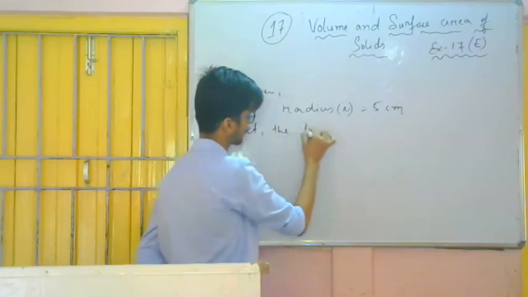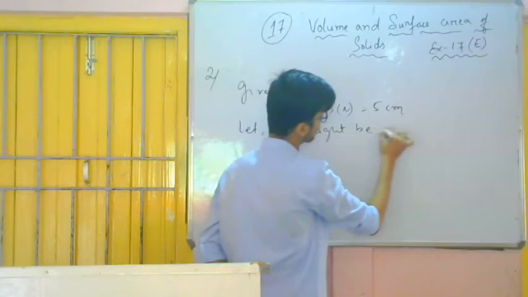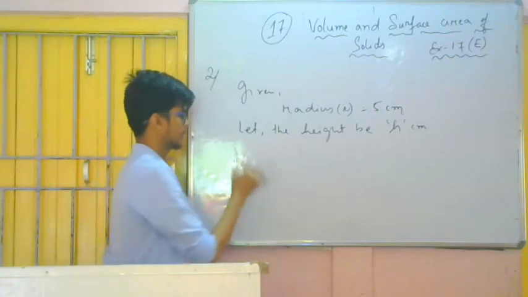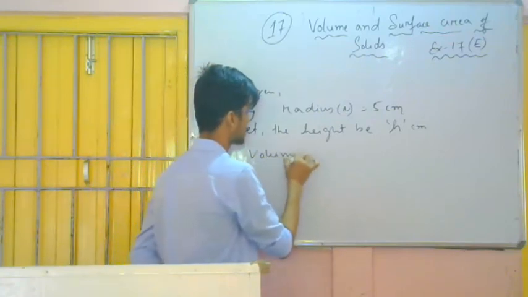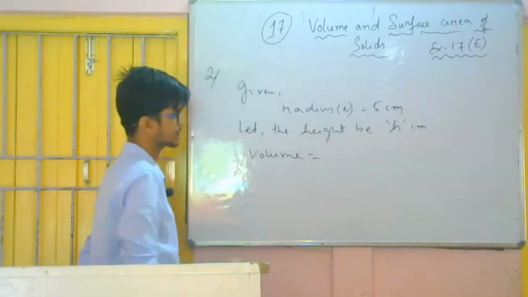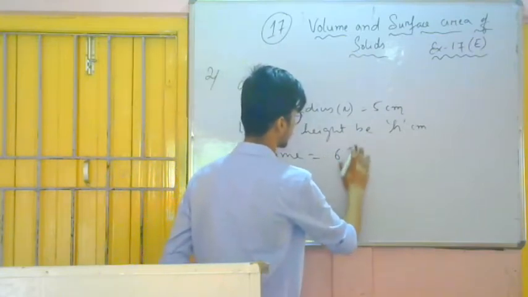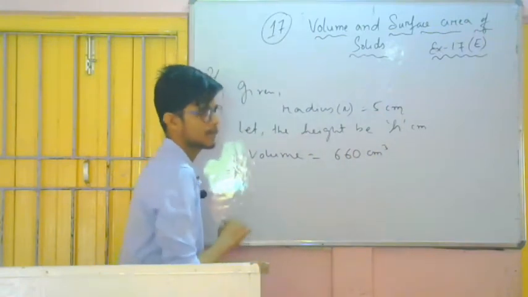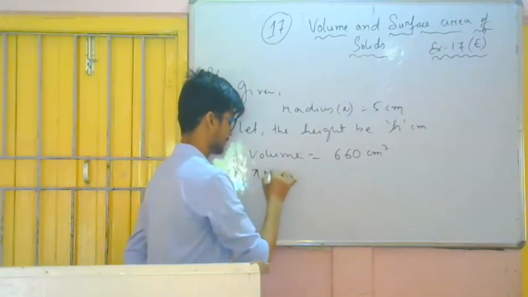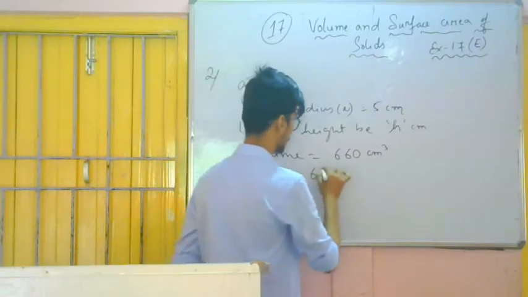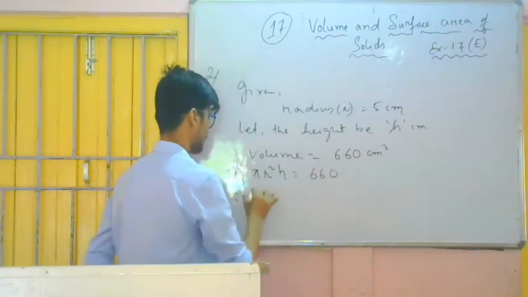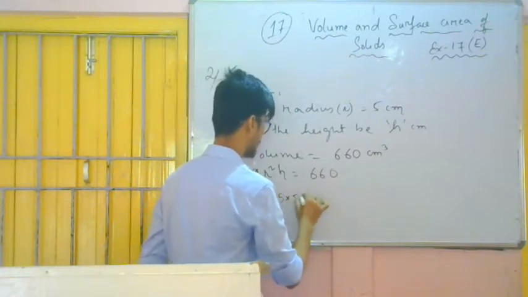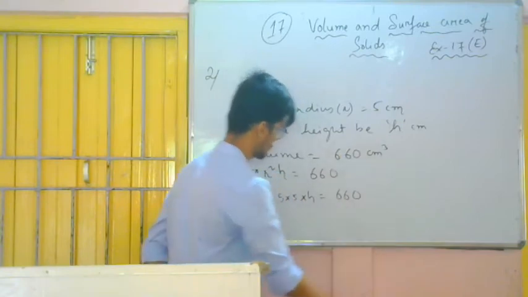Let the height be h centimeter. In the question, the volume is given, 660 cm cube. Volume we know is pi r square h. So 660 equals pi, which is 22 by 7, r is 5 into 5, and the height we don't know, h.